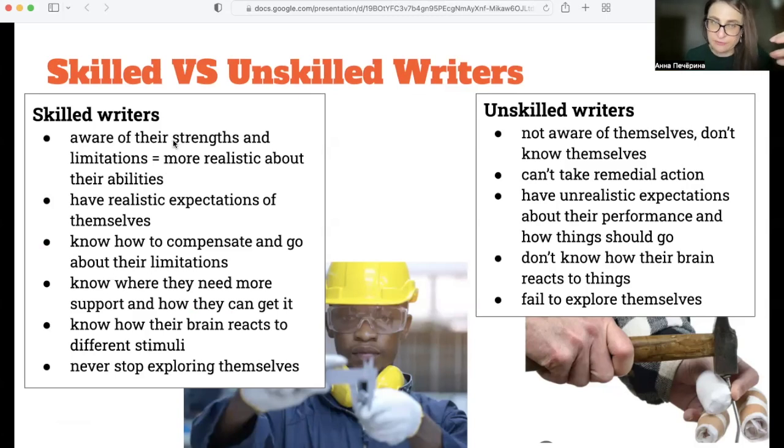So if you know your strengths, it means you can use them to your advantage. Your strong points. And if you know your limitations, you need to think of some ways of how to compensate for them, right? You can't be without limitations. There's no person without drawbacks, but it's not about drawbacks. It's more about limitations because we're all different, right?